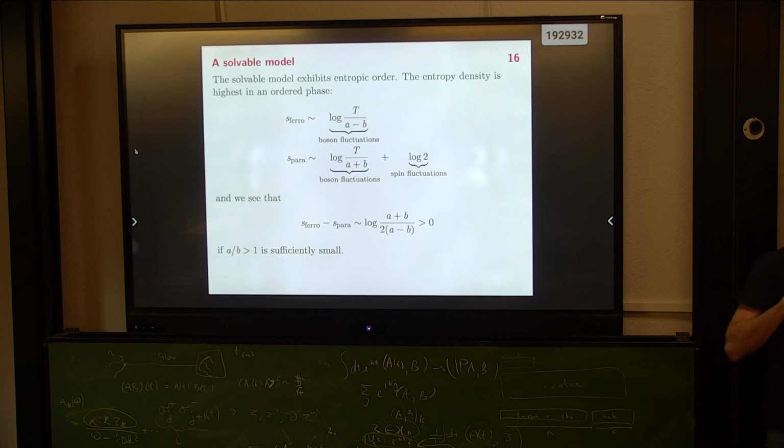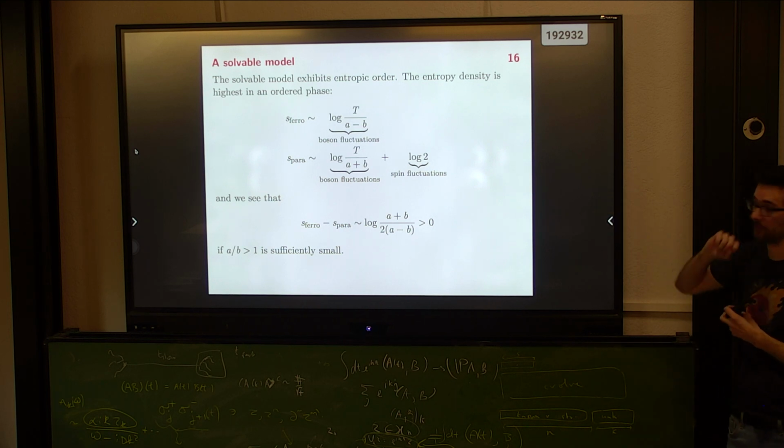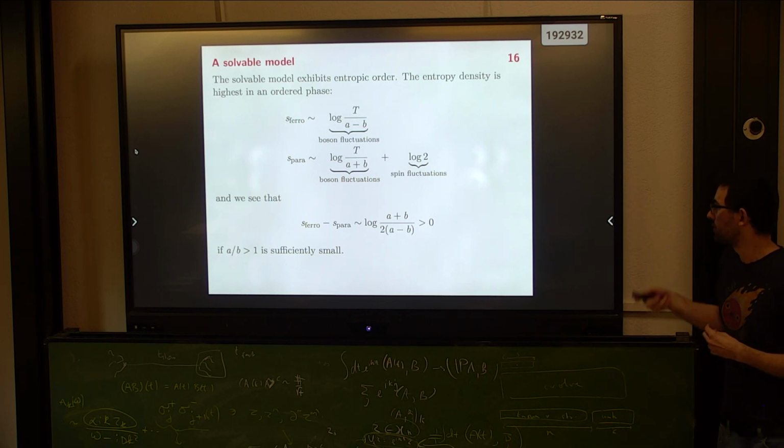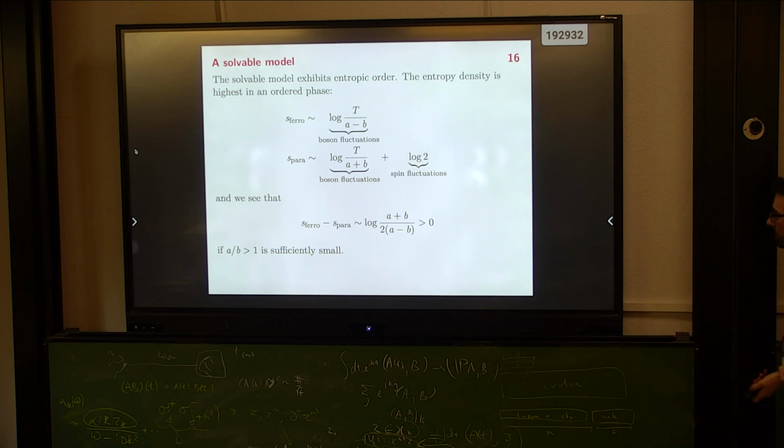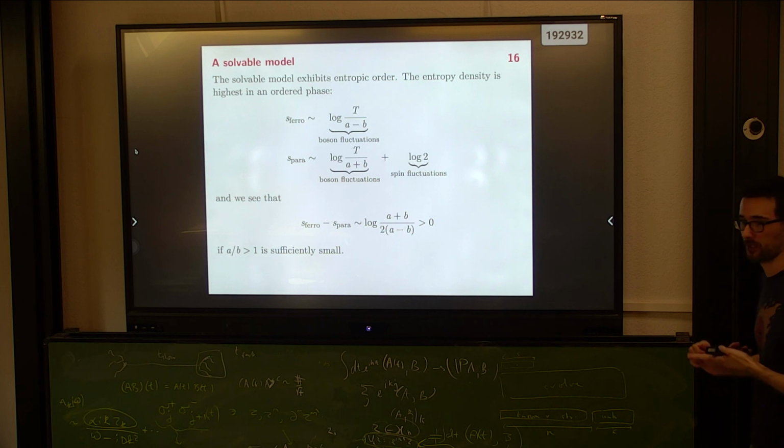Because we have a finite number of spin degrees of freedom, this is, of course, a finite number. And so just subtracting these two numbers, if A plus B over A minus B is a big enough number, we expect that we get more entropy in the ferromagnet by our entropic order mechanism, and that's indeed consistent with the simple exact solution. Okay. All right. Once you know this trick, you can build all kinds of entropic ordered phases.